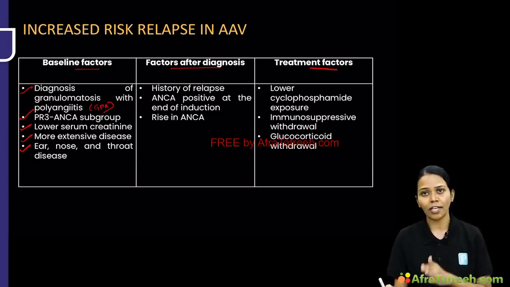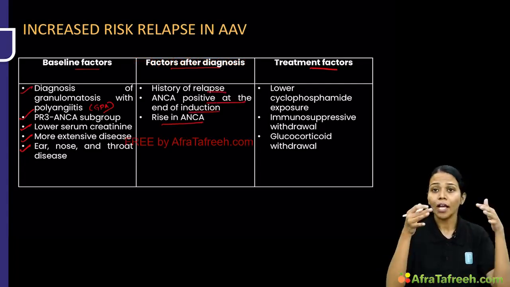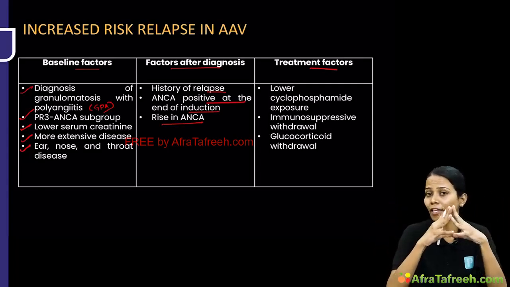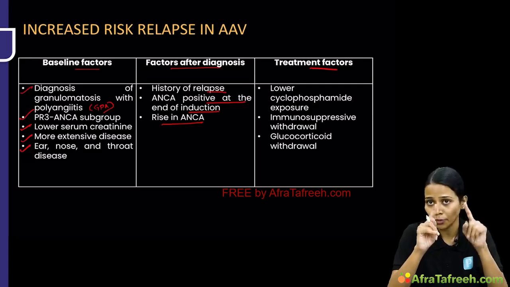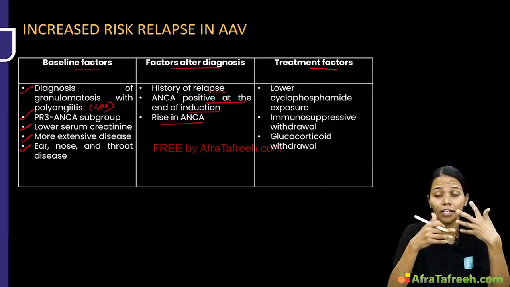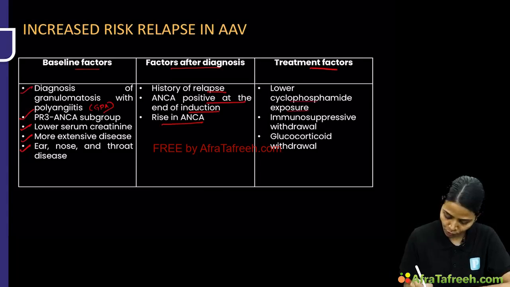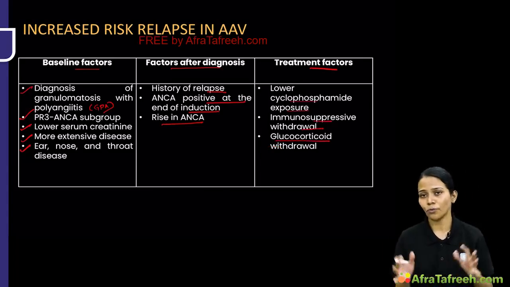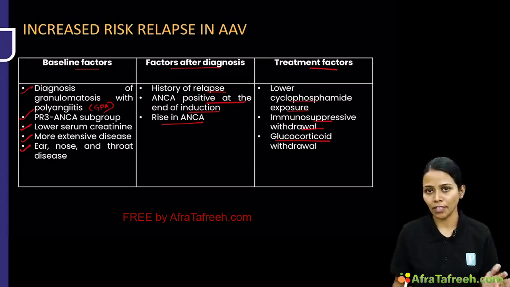Next is factors after diagnosis. Once you make the diagnosis, a history of relapse, that is, previously if they have had a relapse, ANCA positive at the end of induction or a rise in ANCA. If ANCA is positive at the end of induction, we already have mentioned that we are not going to make any further treatment changes based on it, but we'll keep in mind that this is a patient who can go into relapse. Similarly, if ANCA is becoming positive again in your follow-up, which was negative, then that can show relapse. Treatment factors are lower cyclophosphamide exposure, or you had to withdraw the immunosuppressor because of some reason, or you withdrew glucocorticoid. So basically lower immunosuppression, glucocorticoid withdrawal. All these are treatment factors which can predict relapse.